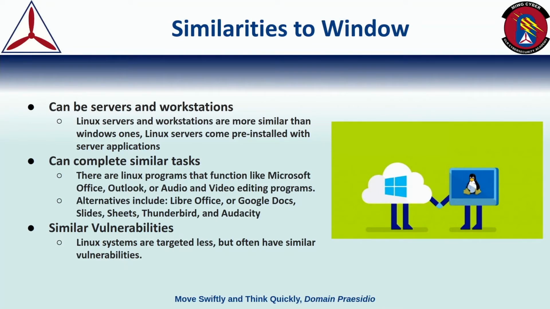There are Linux programs that function like Microsoft Office, Outlook, or audio and video editing programs such as the Adobe Creative Cloud. Because these programs can't run on Linux, there have been created free alternatives which are pretty decent. Alternatives include LibreOffice or Google Docs, Slides, and Sheets, and then there's also Thunderbird by Mozilla and Audacity as an alternative to some of the Adobe Creative Cloud programs. Windows and Linux do have similar vulnerabilities. Linux systems are targeted less, but often have similar vulnerabilities.